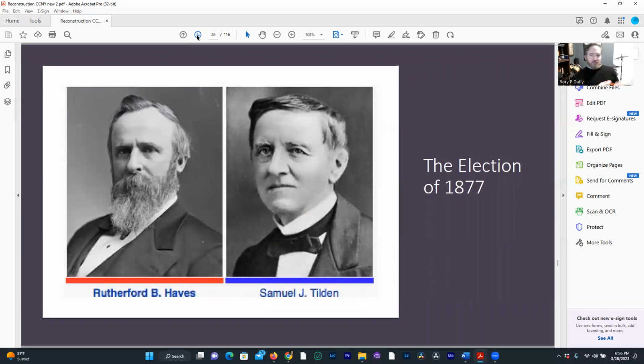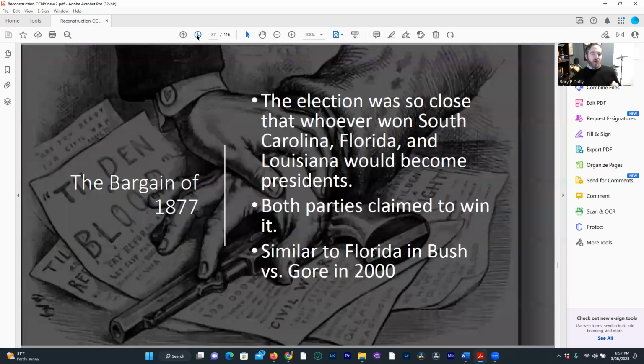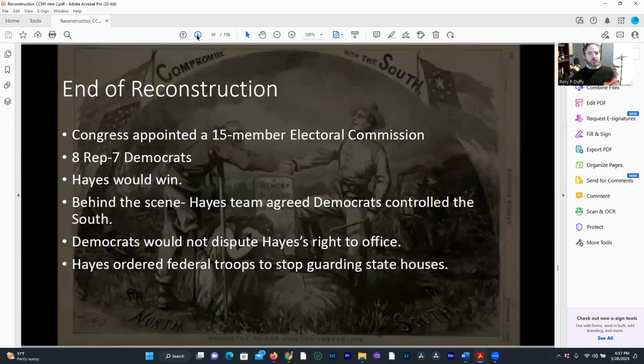We do look at the election of 1877 as the official end of Reconstruction. We'll see Samuel J. Tilden of New York run against Rutherford B. Hayes. A very close, tight election that would go over some specific states in the South. Both parties claim to win South Carolina, Florida, and Louisiana, kind of similar to Gore v. Bush in 2000.